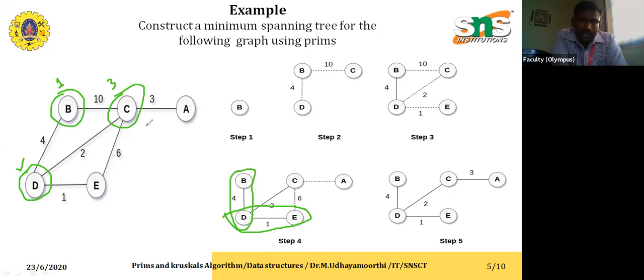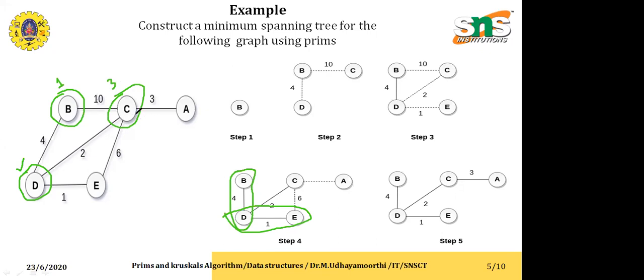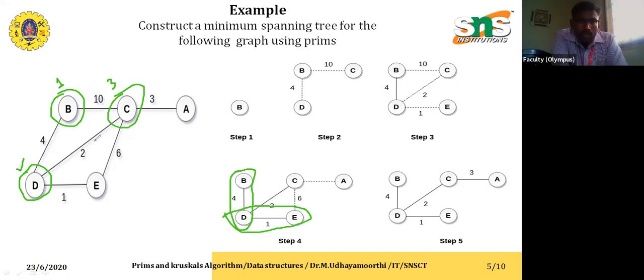So what are the outgoing edges for the node C? It is C to B is 10, C2D is 2, C2A is 3, C2E is 6. So among this, which one is the least value? C2D is the least value, it is 2. So now the C2D is marked. Now your tree becomes like this.